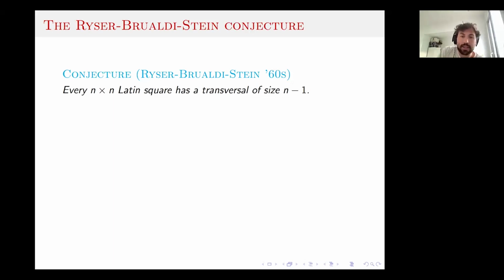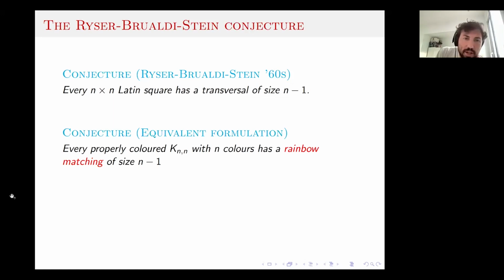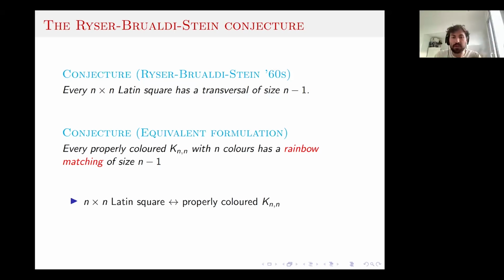And now I wanted to tell you what this has to do with rainbow subgraphs. So many of you would have seen this before, but I'll go through it for those that haven't. This conjecture is equivalent to saying that if you take a complete bipartite graph, you properly color it, and you use n colors, then you can get a rainbow matching of size n minus 1. So why are these things equivalent? Well, there's a bijection between Latin squares and properly colored complete bipartite graphs with n colors. And in this bijection, the transversals correspond to rainbow matchings.